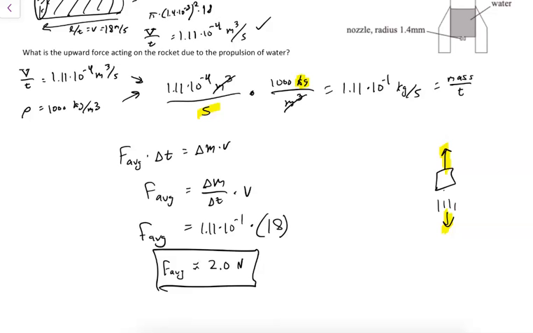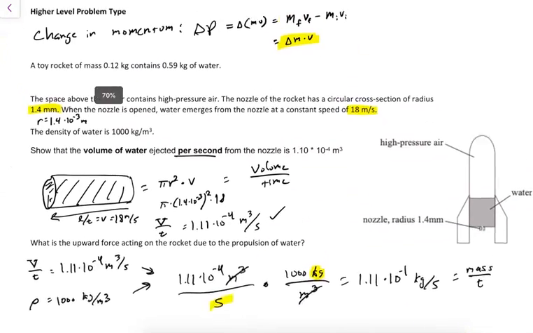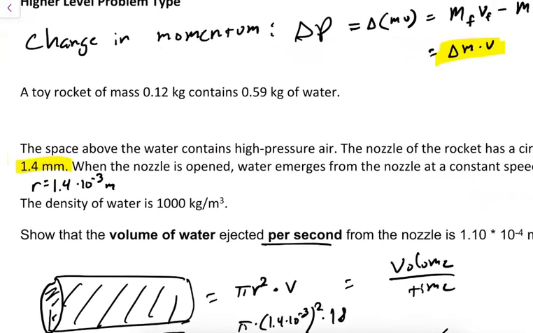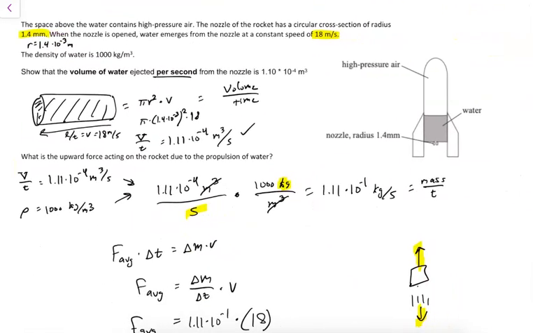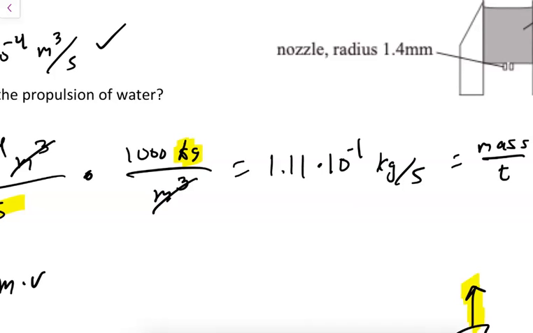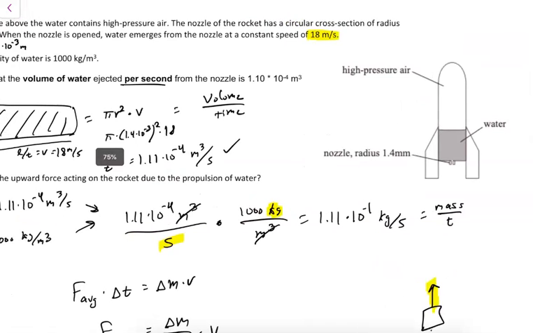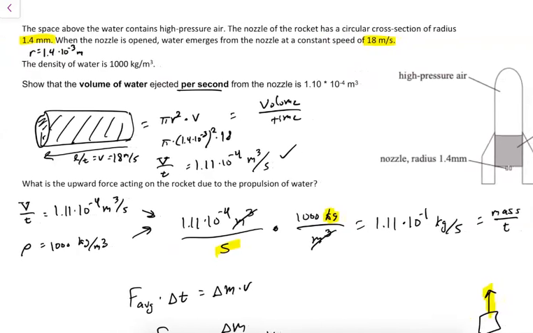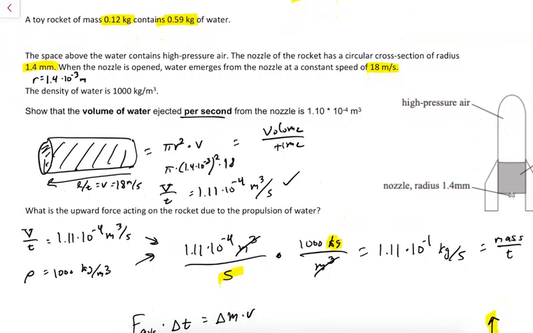Now the next question that I can push further on is, well, is it acting on our toy rocket that has a mass of 0.12 kilograms, or acting on the water as well? Because the water is ejecting, but it's not ejecting very fast, right? This is like 1.11 times 10 to the negative 1 kilograms, that's like 0.111 kilograms per second. So after 1 second, it should be like 0.48 kilograms of water left. After 2 seconds, it should be like 0.37 kilograms of water left.